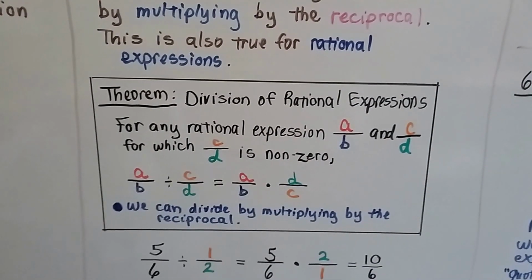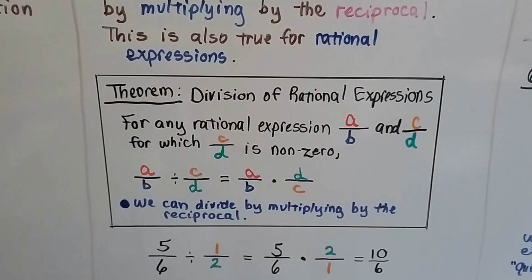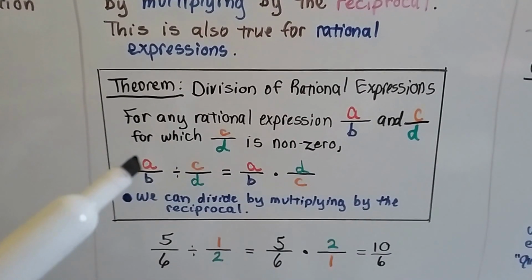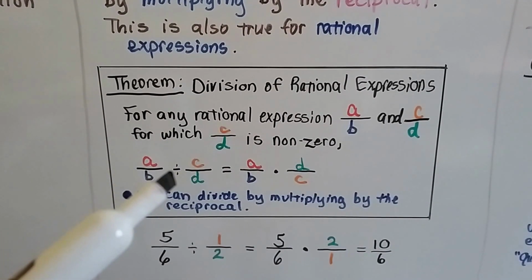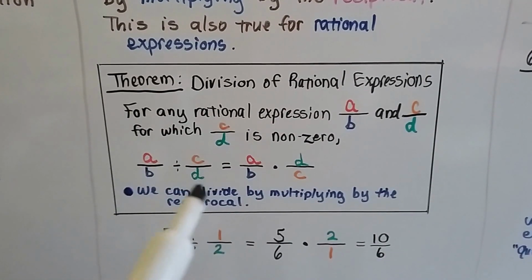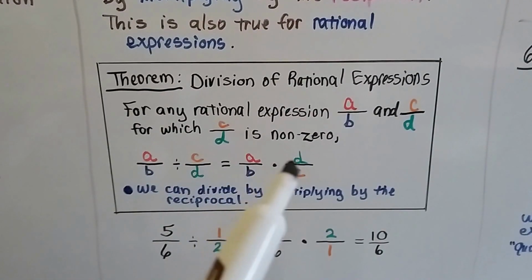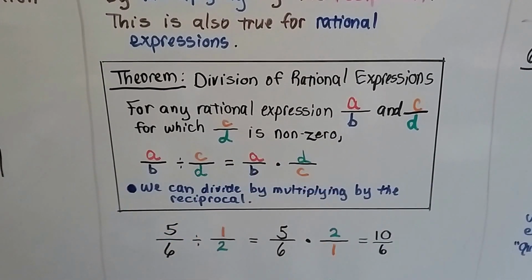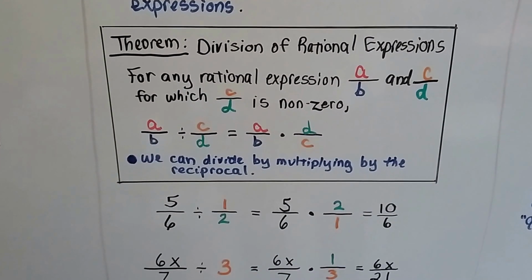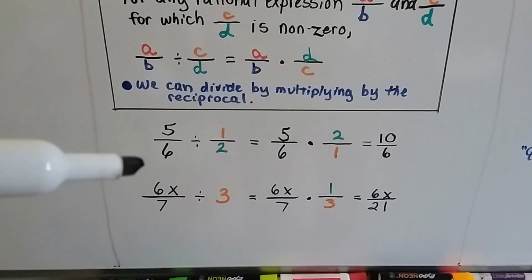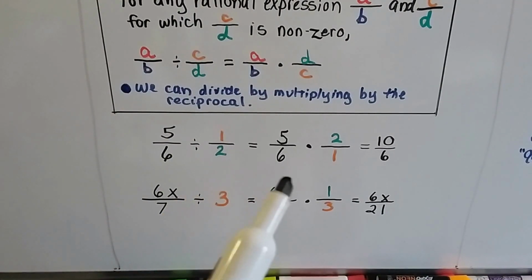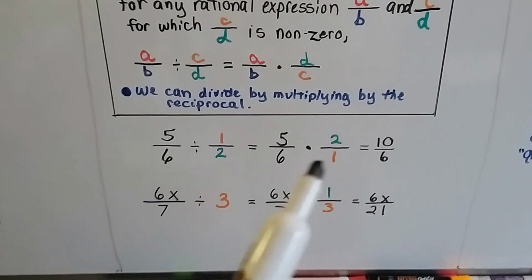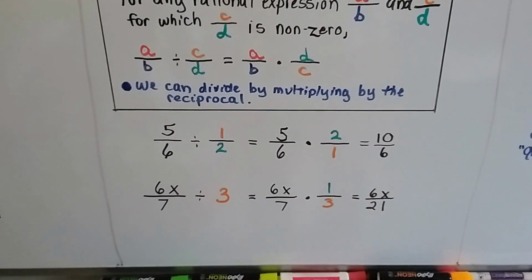For any rational expression, a divided by b and c divided by d, as long as that c divided by d is non-zero, okay? Then if we're doing a over b divided by c over d, we can flip this guy around as his reciprocal and then just multiply straight across, see? A times d and b times c. We can divide by multiplying by the reciprocal. So if we had 5/6 divided by 1/2, we could do 5/6 times 2 over 1. We just flip this guy around to his reciprocal, and we get 10 over 6.